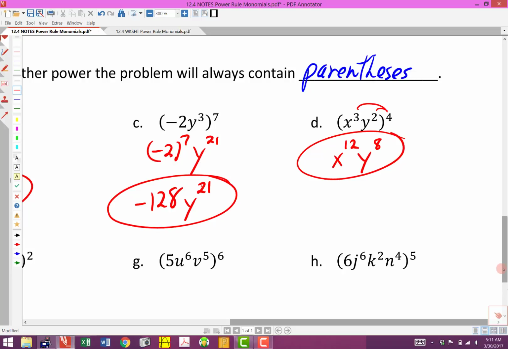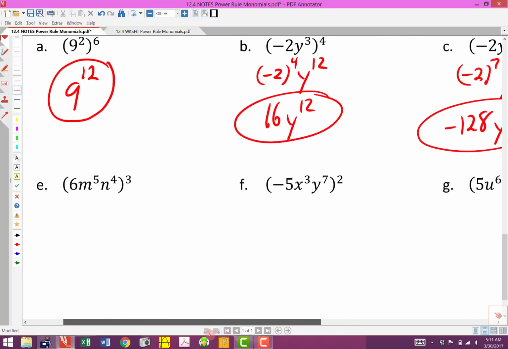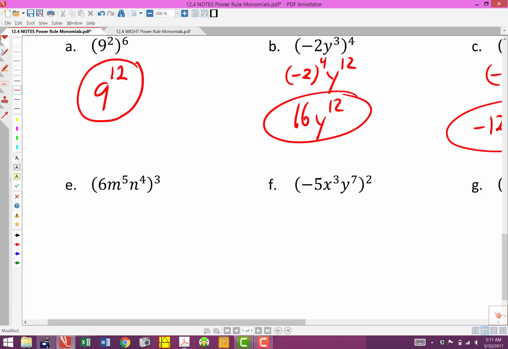So let's take a look down here at this last row, and we'll see how quickly we can get done with those. We're going to raise each one of these to a power, so this is going to be 6 to the third. Again, if you want to think of that as a 1 there, that would be fine. M to the 5 times 3, 5 times 3 is 15. N to the 4 times 3 is 12. And then let's check this number.